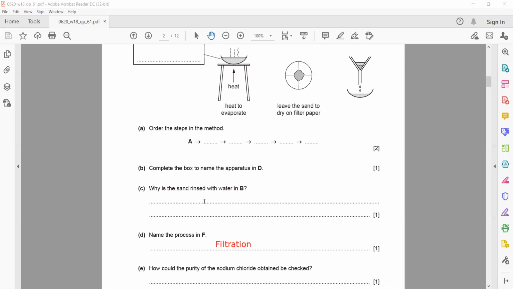How could the purity of the sodium chloride obtained be checked? It's a solid. How do we check whether a solid is pure or impure? We can check the melting point or boiling point, but for solid, it's melting point. For liquid, it will be a boiling point. By checking the melting point, a pure solid will melt at a fixed temperature. If it is impure solid, then it will melt at a range of temperature.